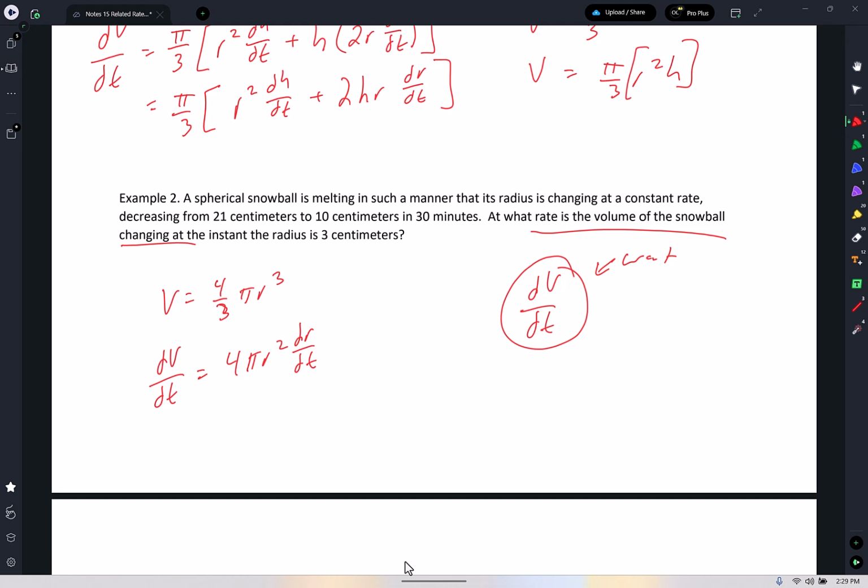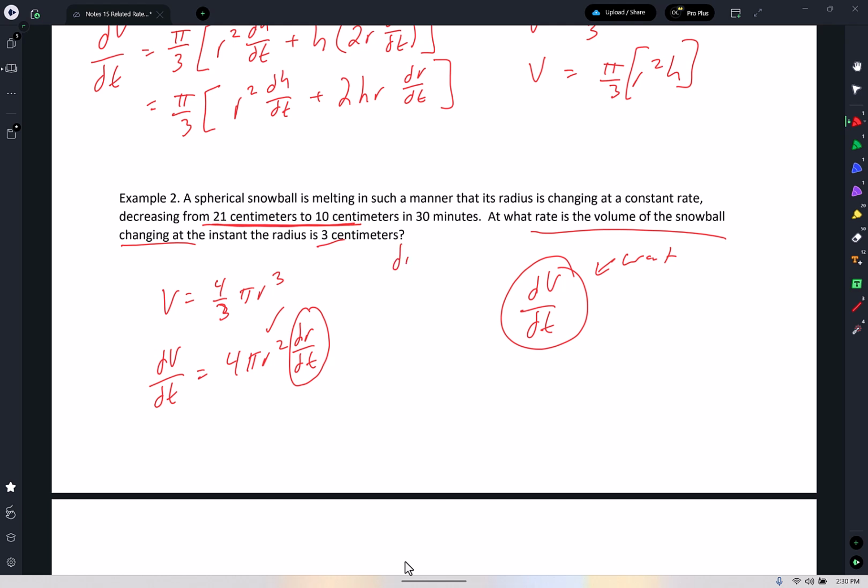Time. So anything, every variable is not going to have a t, so I have to add it for all of them all the time. Cool or not cool? Now this radius you have, the radius is 3 centimeters. Guys, the dr/dt, you have it. You have it. But you just don't know you have it.